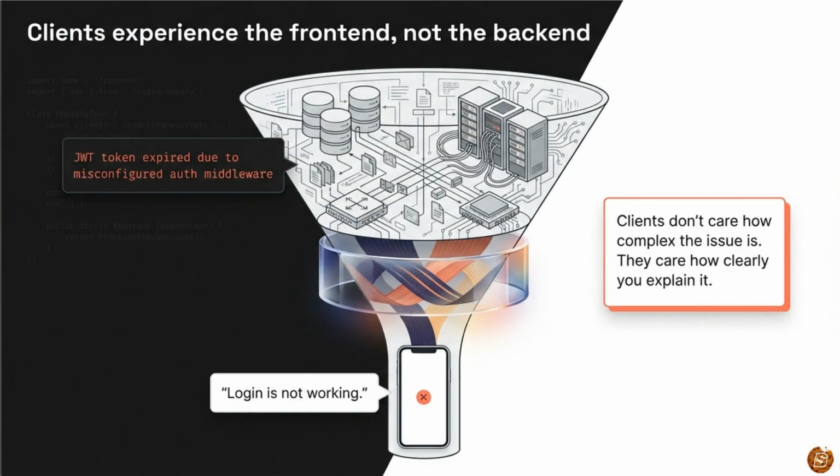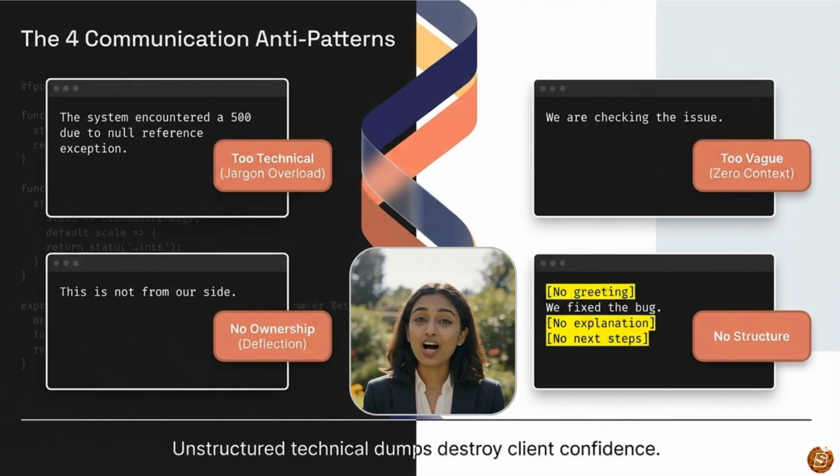Remember that while you work in the back end, clients only experience the front end. They don't need to know about complex middleware issues. They need to know how clearly you can explain the situation to them. Avoid common communication anti-patterns like jargon overload, being too vague, deflecting ownership, or lacking structure. These pitfalls destroy client confidence.